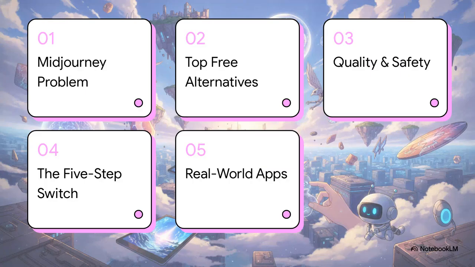So here is our roadmap for today to get you past all that friction. We'll start with Section 1, the Midjourney problem. Then Section 2, the top free web alternatives. Section 3 covers quality and commercial safety. Section 4 is the 5-step switch. And finally, Section 5 covers real-world applications.